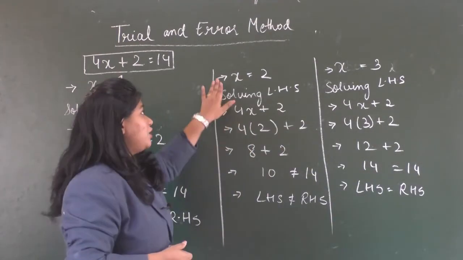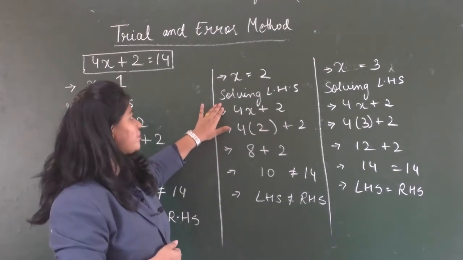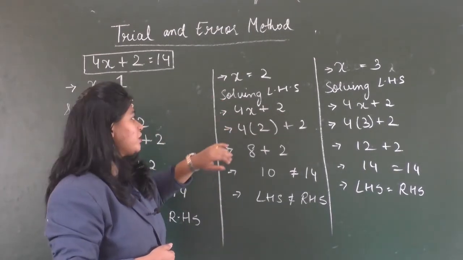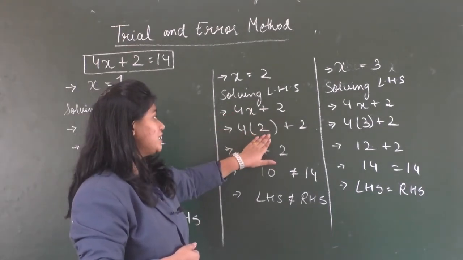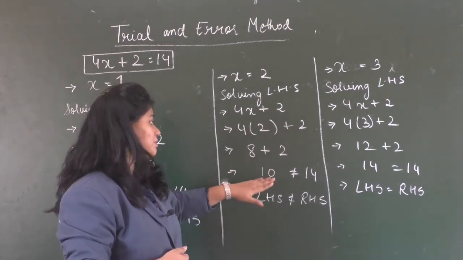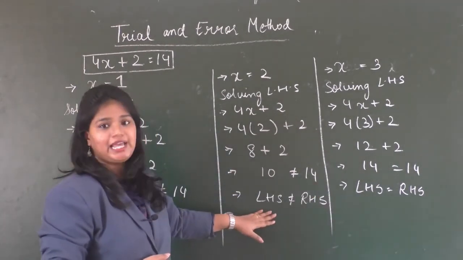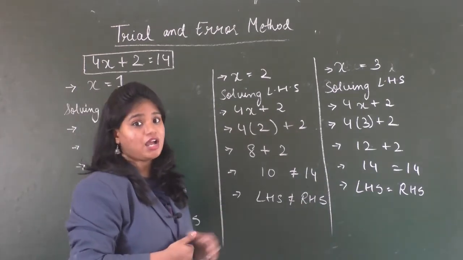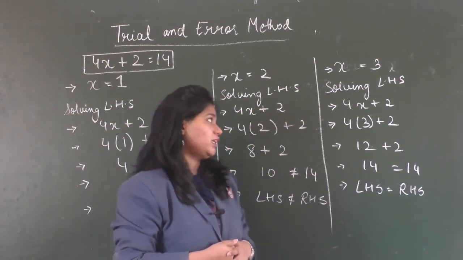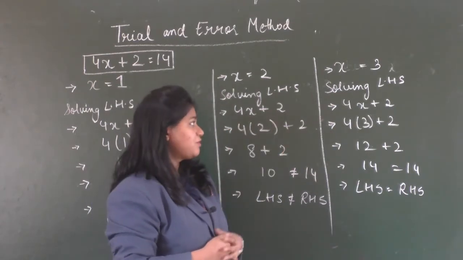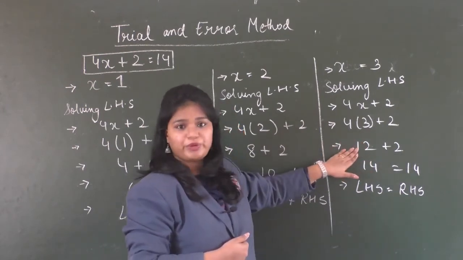Now let's take the value of x as 2. Again we will follow the same steps. We will write solving LHS. We have substituted the value of x as 2. So 4 into 2 is 8 plus 2, that becomes 10. 10 is not equal to 14. So again we will write LHS is not equal to RHS. Now let's take the value of x as 3. Following the same steps, so when we substituted the value of 3 as x, we got 12.